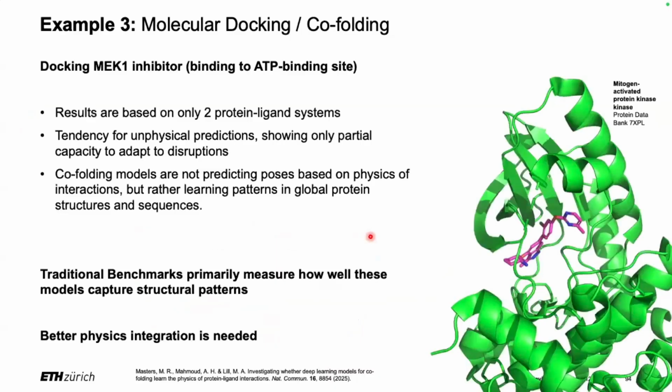So the results that I showed you are only based on about 2 protein ligand systems. But they still show that these models have a tendency toward unphysical predictions, and they show only a partial capacity to adapt to such disruptions. And so they concluded that co-folding models are not predicting poses based on the physics of interactions, but rather just learn patterns in the global protein structures and sequences in the training data.